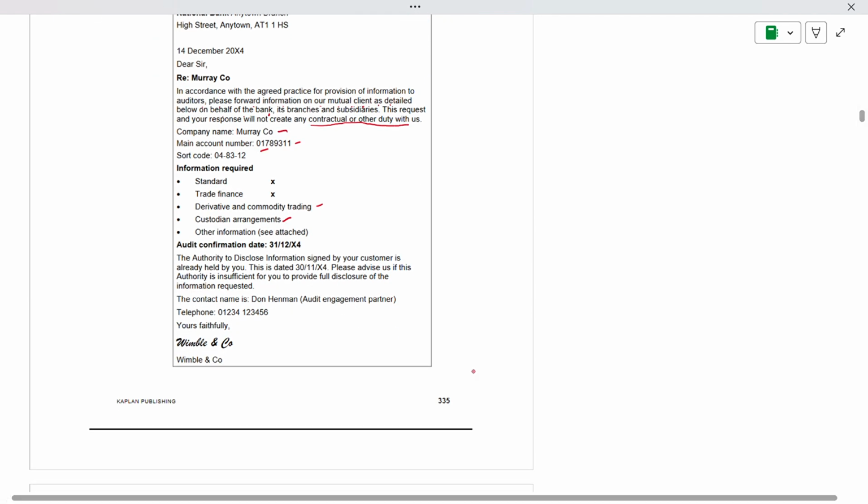What is the audit confirmation? That the authority to disclose signed by your customer is already held by you. The authority to disclose information by the customer. This is dated based on that. Please advise us if this authority is insufficient for you to provide full disclosure of investment information in respect.